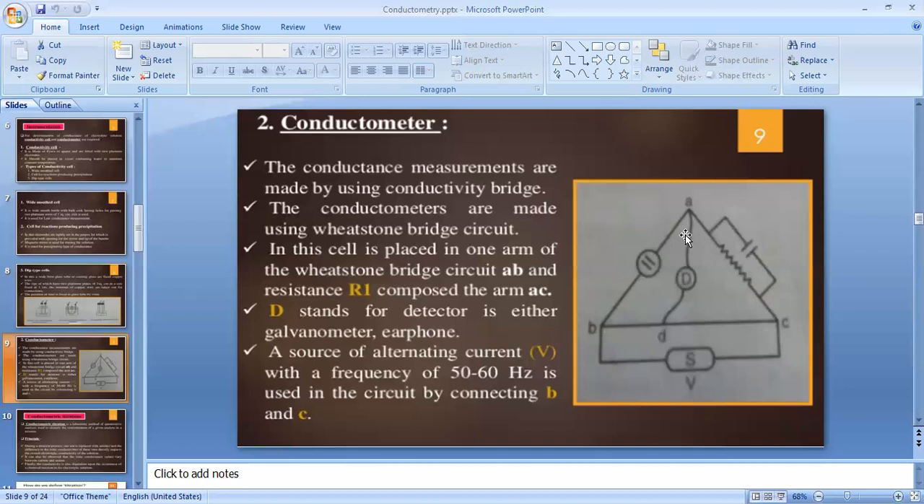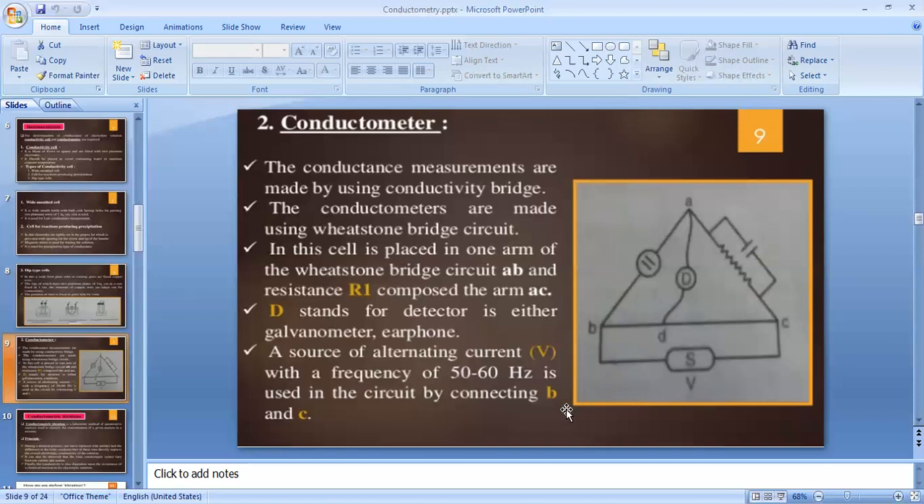The conductometer comprises, firstly, the cell, which is attached between A and B. Next, the resistance, which is attached between A and C. Next is the detector. The detector may be present either in the form of a galvanometer or in the form of an earphone. And lastly, it comprises the alternating current, that is capital V, with a frequency of 50 to 60 hertz, which is connected with the Wheatstone bridge with the help of B and C.